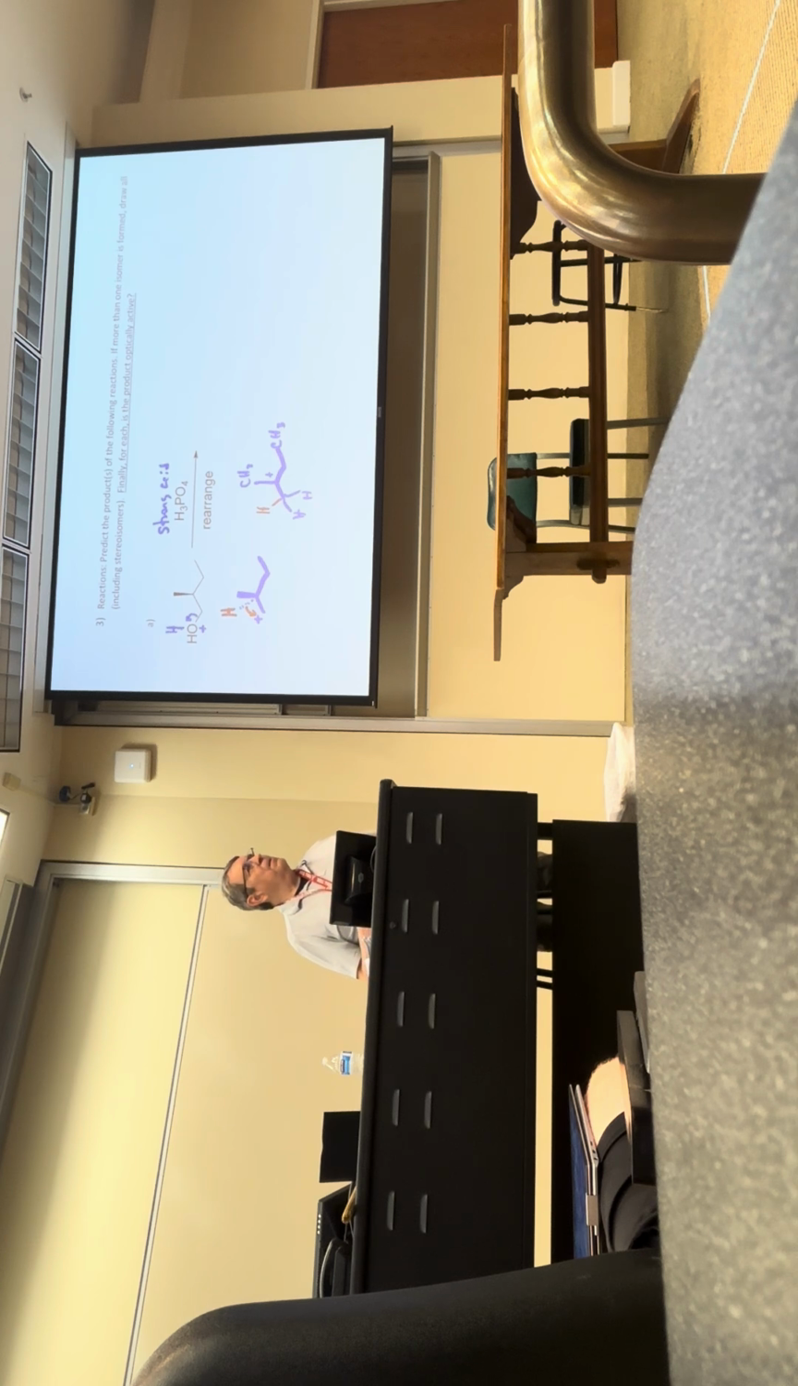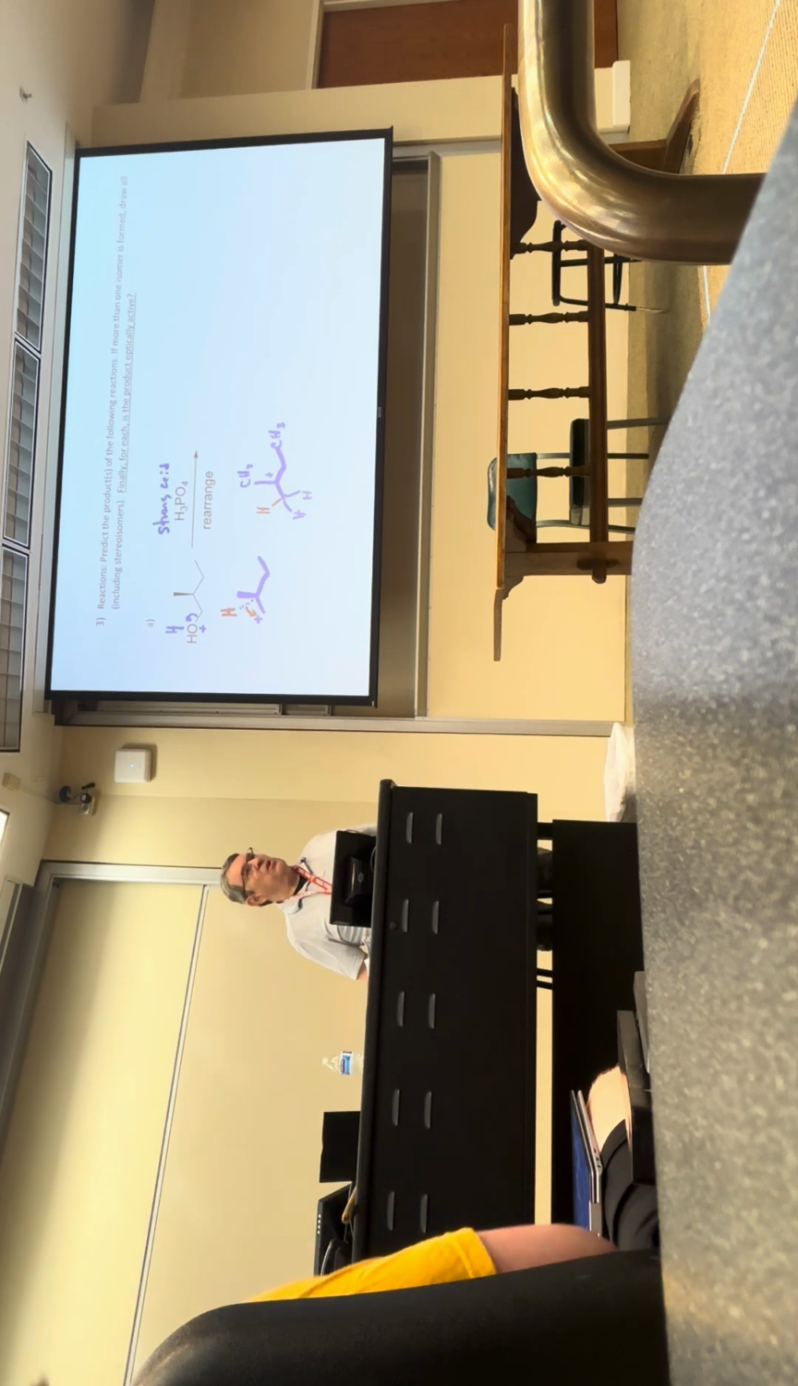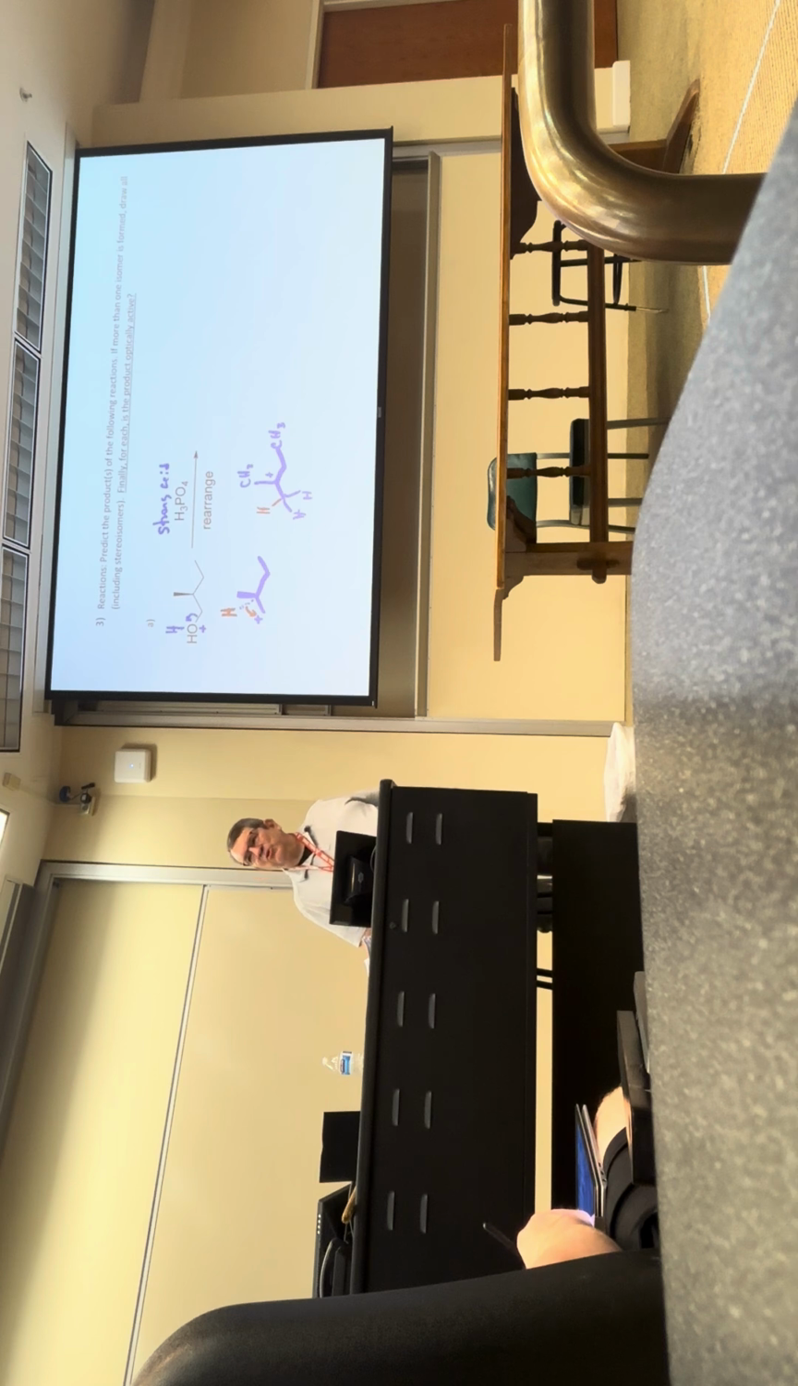From here, the rest of the way would be to finish the elimination. This is an E1 type of mechanism. You don't have a good base, so you wouldn't really want to say that this is an E2. And there is basically no nucleophile around, so you're not just doing a substitution. So from this carbocation, you could potentially make several alkene products.